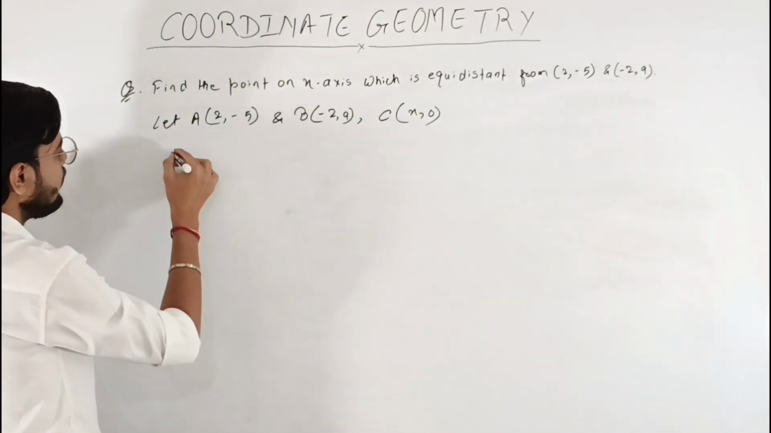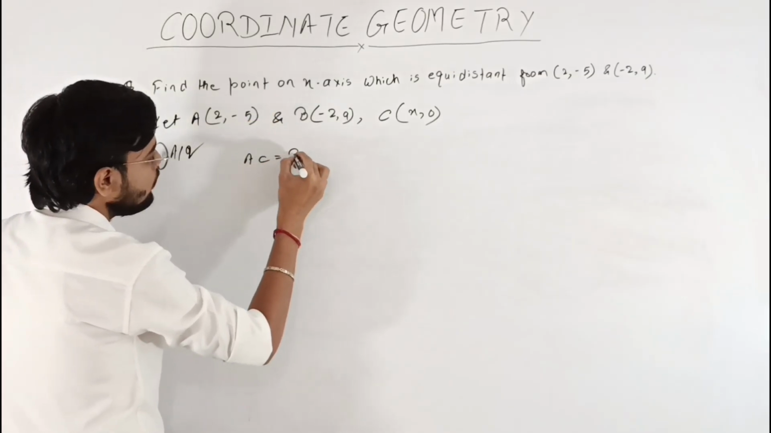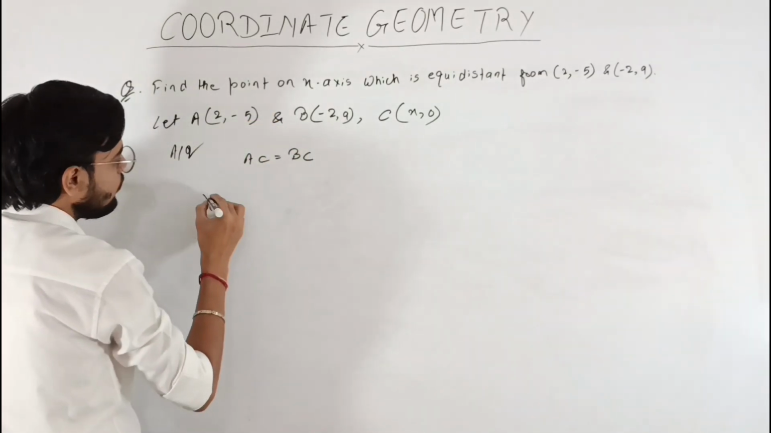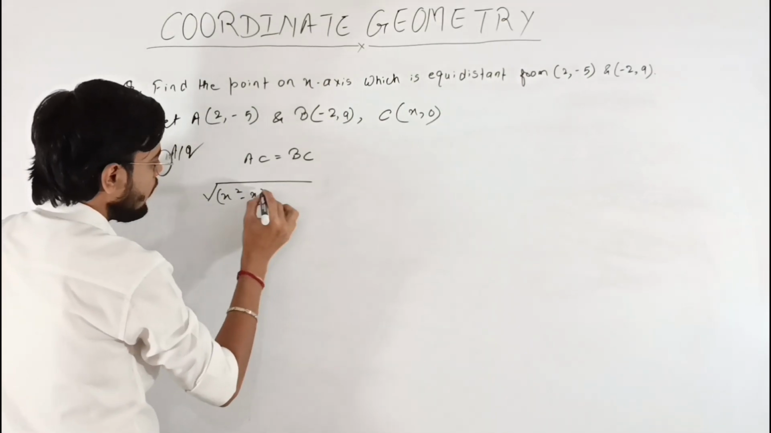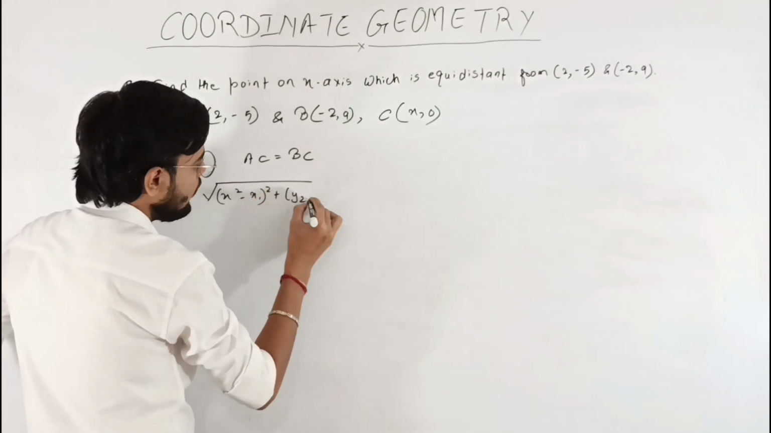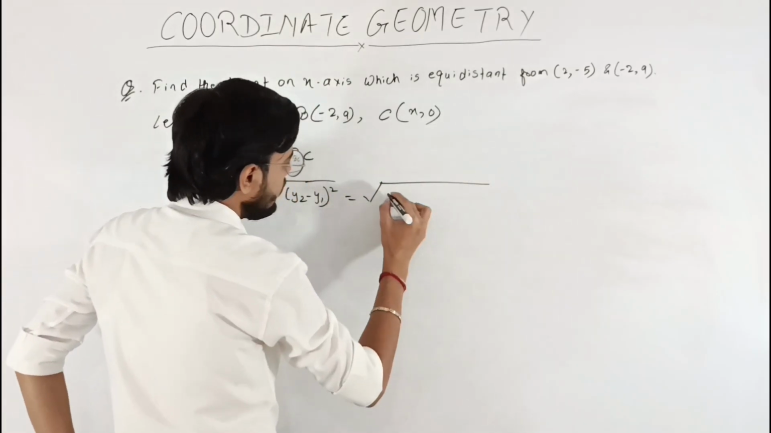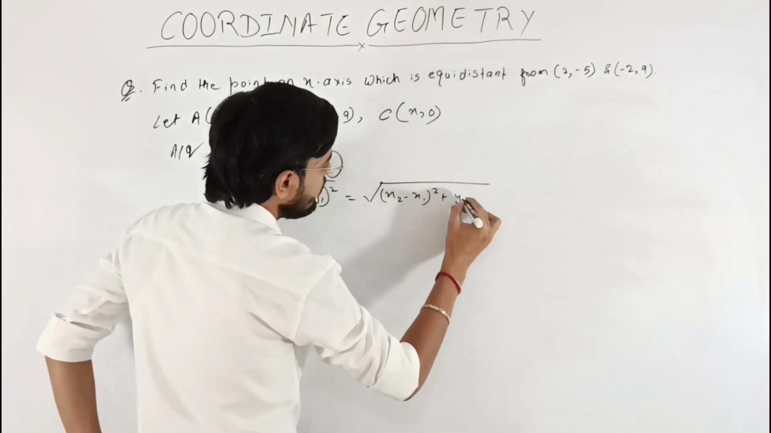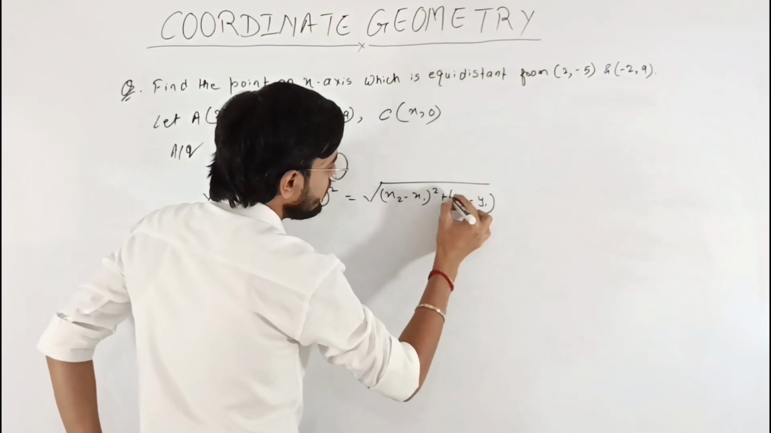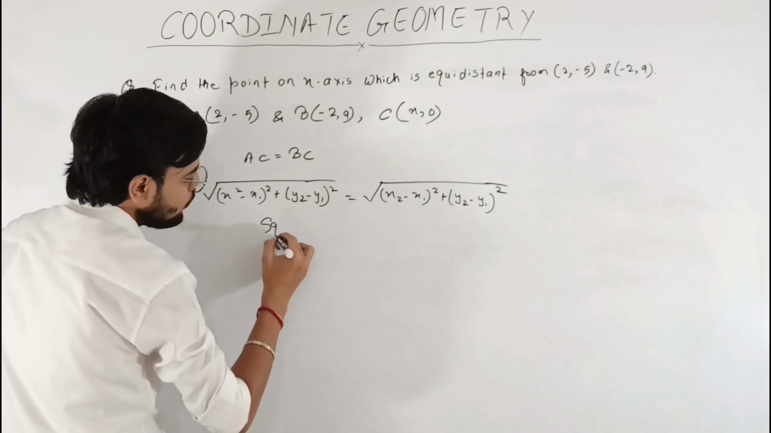So first, I write according to the question, AC is equal to BC. Now AC is square root of (x2 minus x1) square plus (y2 minus y1) square, is equal to BC, which is again square root of (x2 minus x1) square plus (y2 minus y1) square. Now there is an under root, that's why we do squaring on both sides.